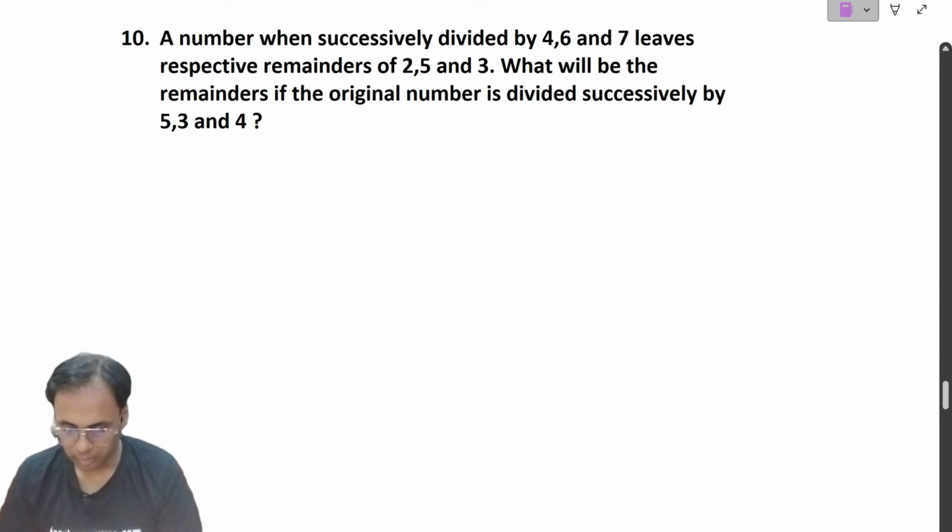Next question. A number when successively divided by 4, 6 and 7 leaves respective remainders of 2, 5 and 3.